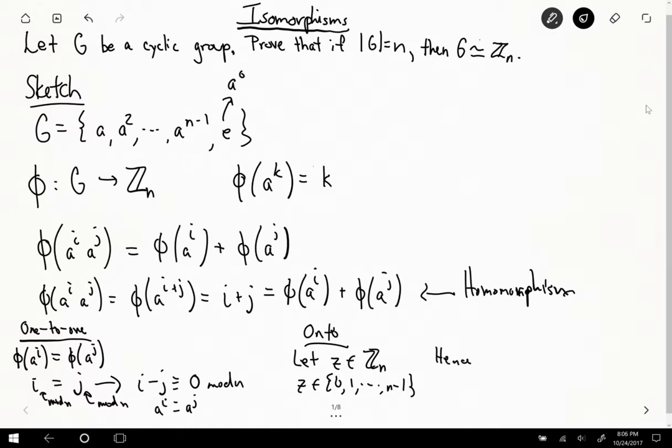Hence, and we're just reducing mod n, so that's why we can get away with saying that. Hence, a to the z is an element of G. Right? Then what we have is that phi of a to the z equals z, and hence we have onto. Okay, and so we have a 1-to-1 onto homomorphism. That means that G is isomorphic to Zn.